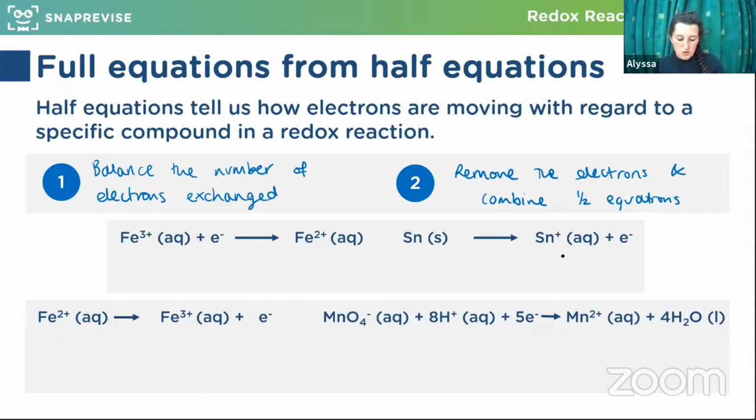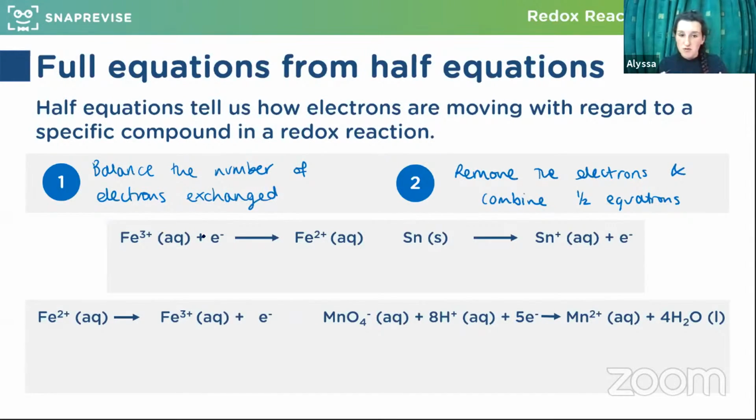So in this case, we've got two half equations. We've got iron going from Fe3+ to Fe2+, and we've got tin going from solid to Sn+. Here, the iron picks up one electron and the tin donates one electron. So that's nice and easy. They're already balanced. We know that every electron that's given up by iron is picked up by tin, so it's a 1-to-1 ratio of those two reactions.